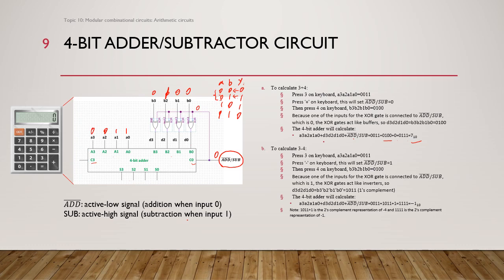And by the way, the result 7 will be shown on the display using another modular circuit we are going to talk about, which is the decoder. We use that circuit so we can see the 7 on our screen.